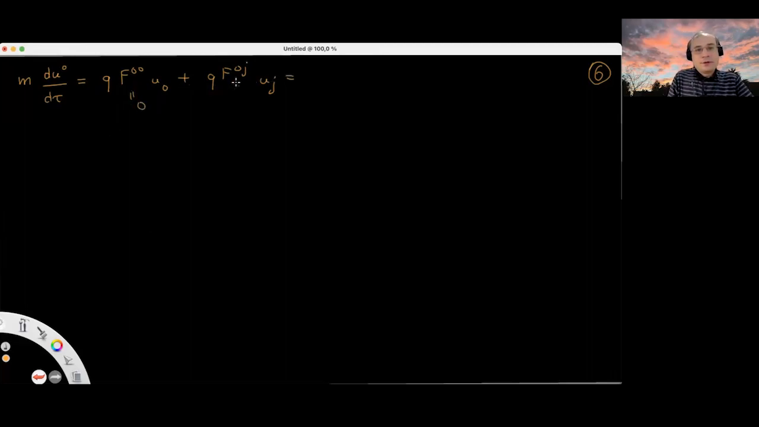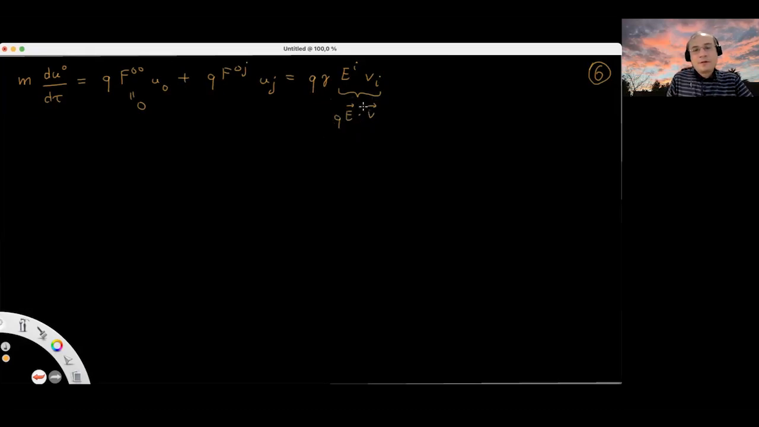This is obviously zero. We are left just with this thing, and this is the electric force. And what we get is just q gamma E·v. This looks a bit strange, but when you think about it, this is basically E times v.